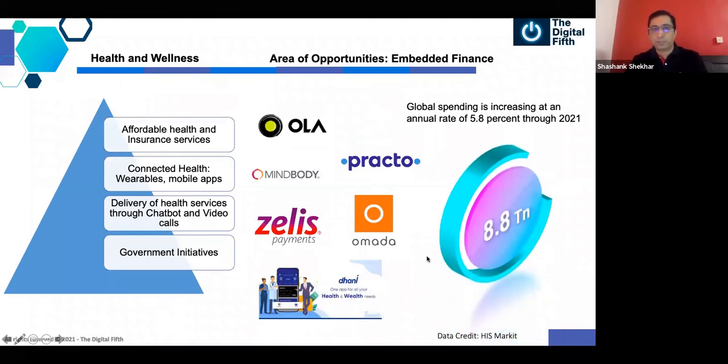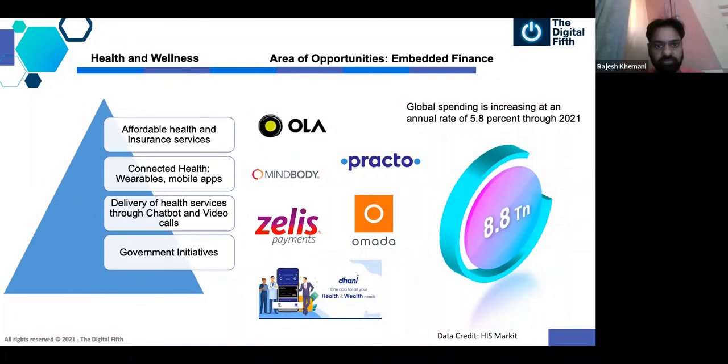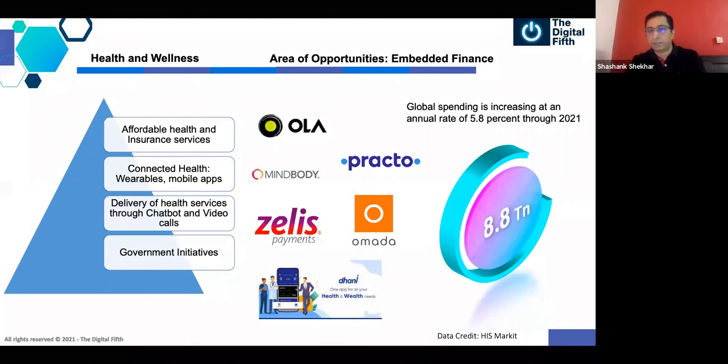Not going into much detail, but health is one area where lots of embedded finance opportunities are there, and we have seen that work is mostly happening there. Practo is already tied up with RBL to provide a kind of credit card to their set of customers. Zealous is working closely with their health infrastructure and all the ecosystem players to provide a better payments infrastructure to them. So lots more work is happening in health.